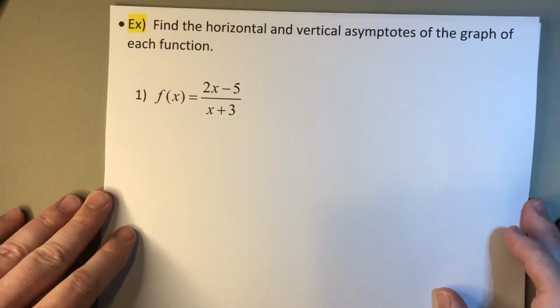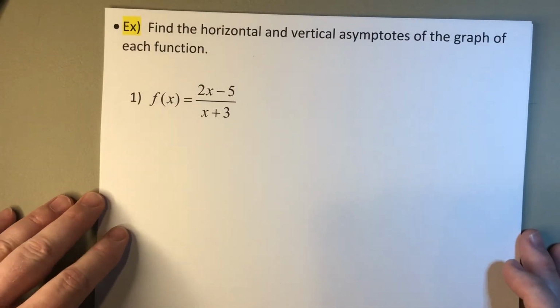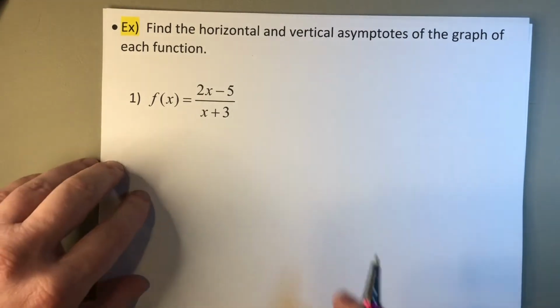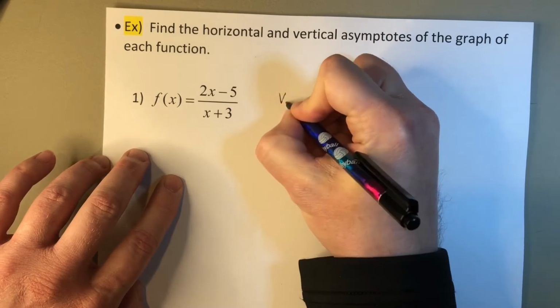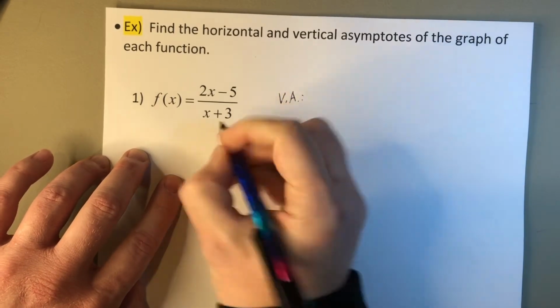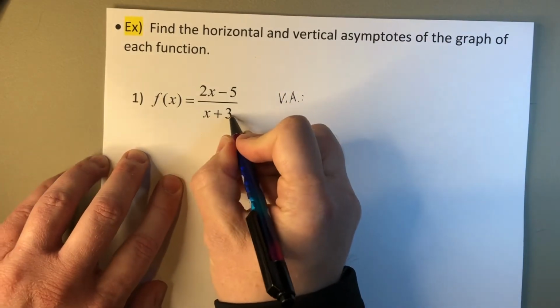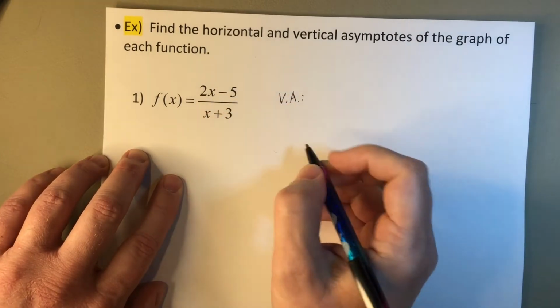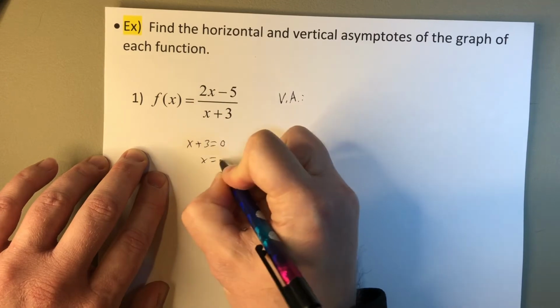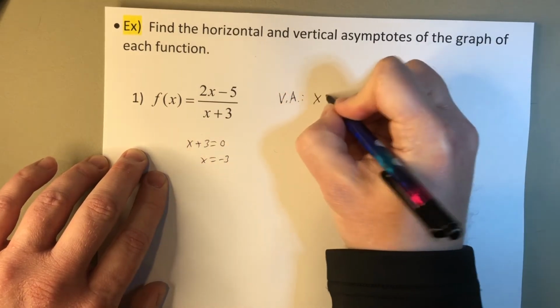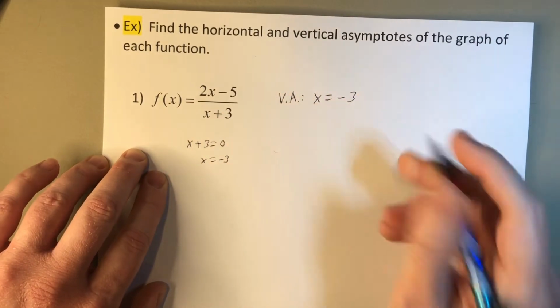Okay, number one, find the horizontal and vertical asymptotes of the graph of the given function. All right, first off, vertical asymptotes. So, do we have a factor in the denominator that does not repeat on top? Yes. You let that factor be equal to 0 and solve for x. So, x equals negative 3 is a vertical asymptote. That's it.